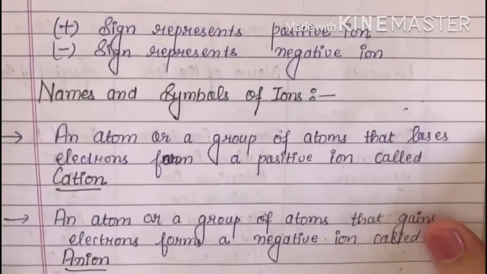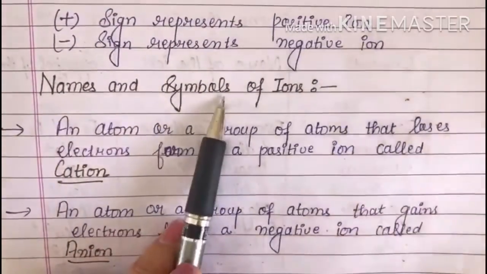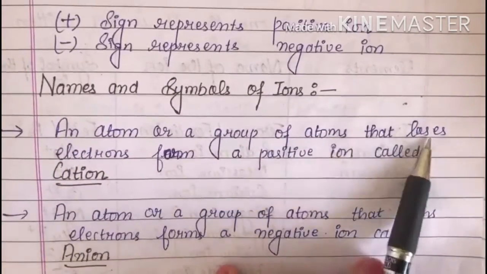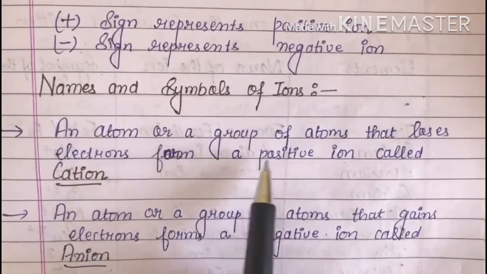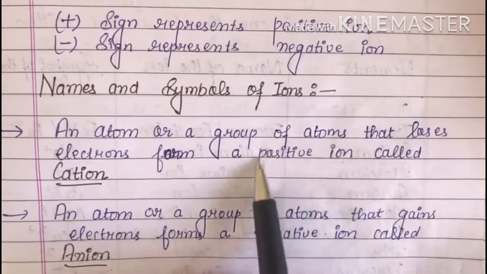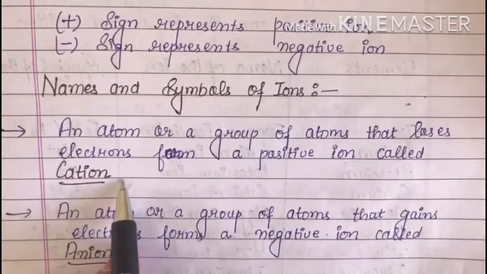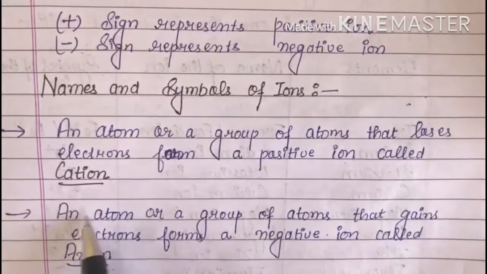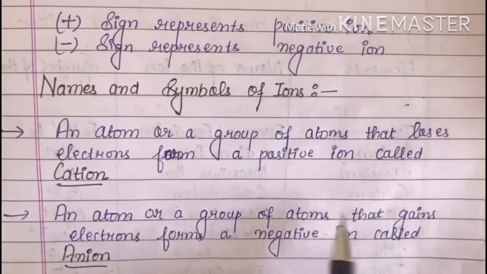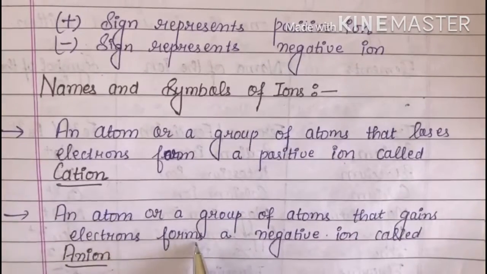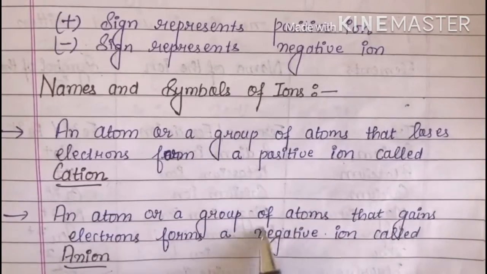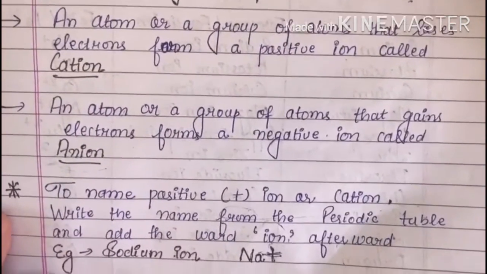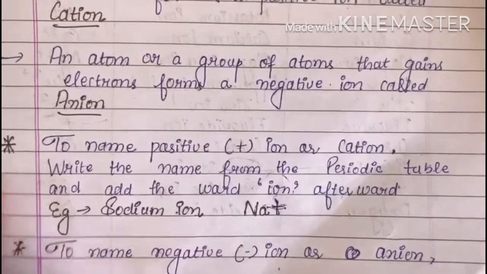So next is names and symbols of ions. An atom or a group of atoms that loses electrons will form a positive ion, and that positive ion is called the cation. An atom or a group of atoms that gains electrons forms a negative ion, and that negative ion is called the anion. Next is how we write the names of these ions.